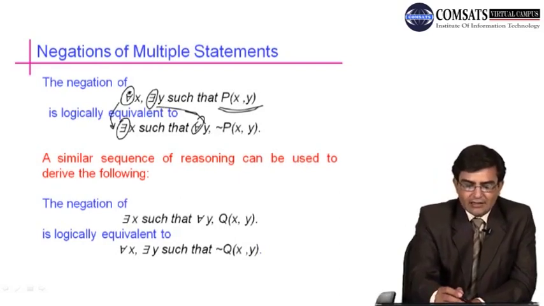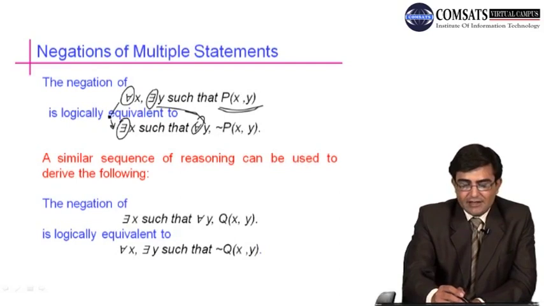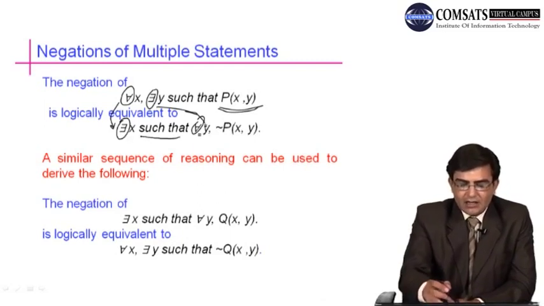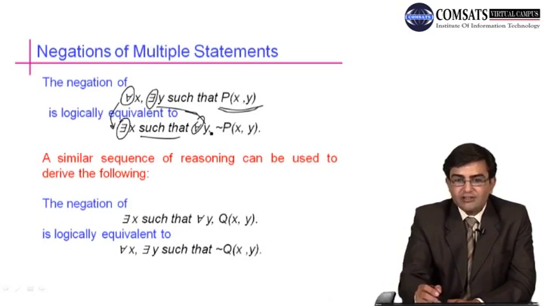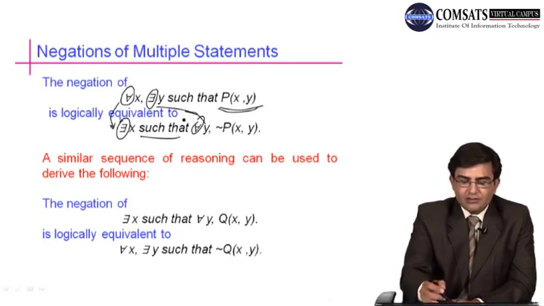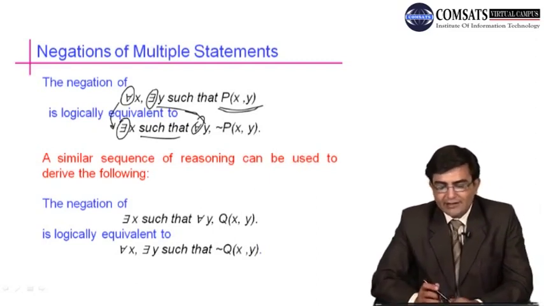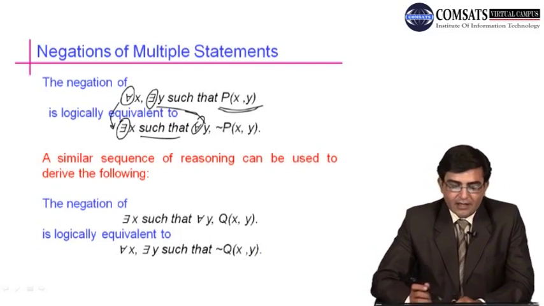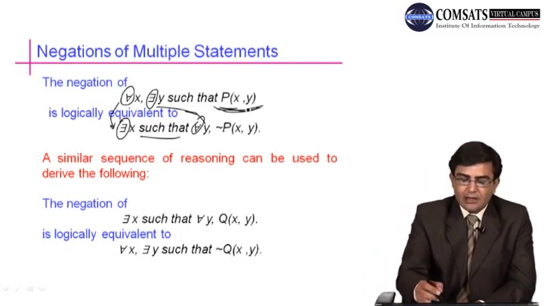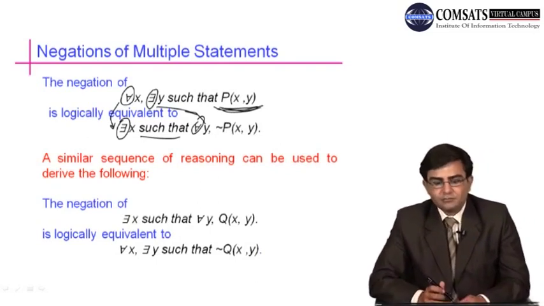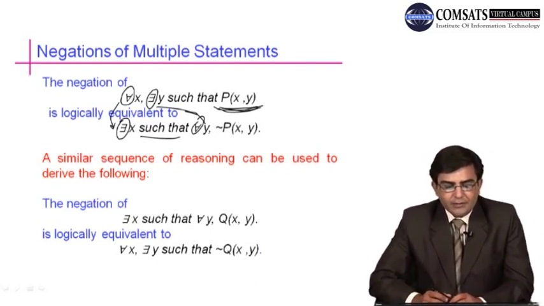So when for all is changed into the existential quantifier, we shall write such that after it, and then when there exists is changed into for all, the universal quantifier, after it we always use a comma. So take care about where we have to write such that and where we have to write the comma, and then we negate the predicate, not p of xy. This is how we negate multiple quantified statements.